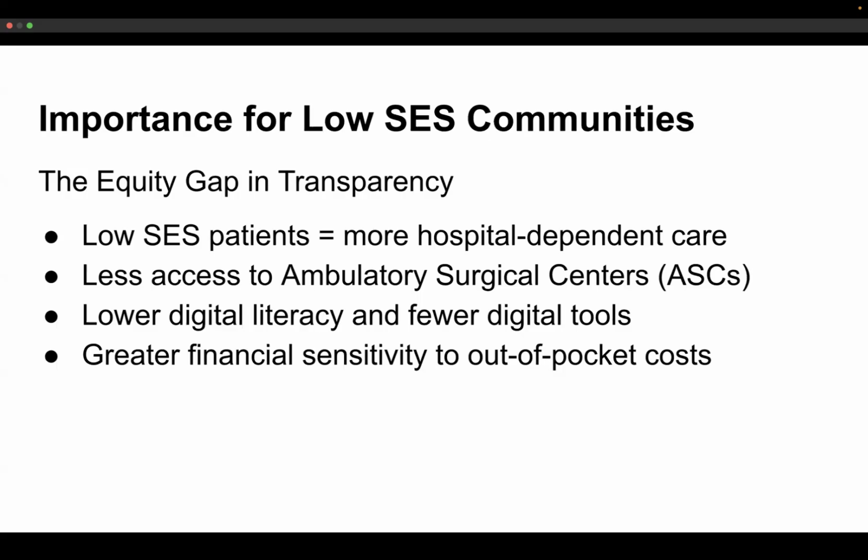Unfortunately, we know they also face more barriers in accessing and understanding the data that's provided in the machine-readable files, as they have poor digital and health literacy, and they're less likely to have access to internet. And we also know that they're more sensitive to hospital financial costs, especially out-of-pocket costs.